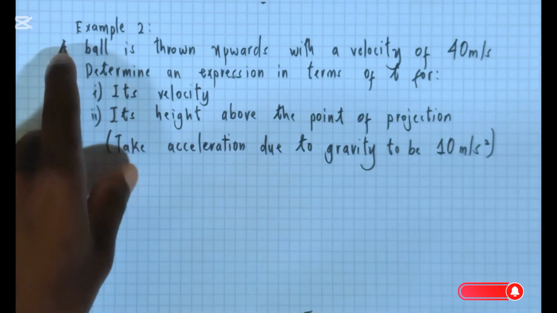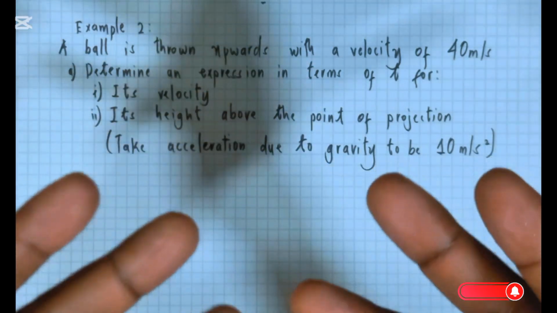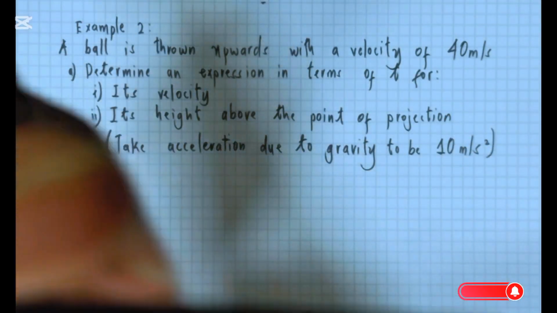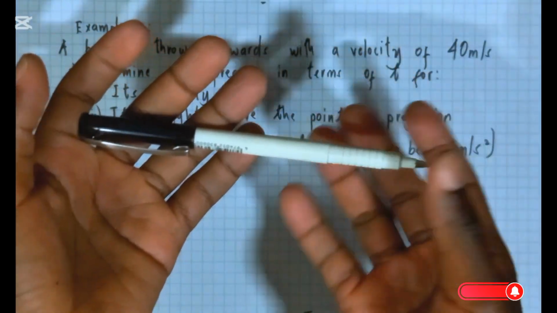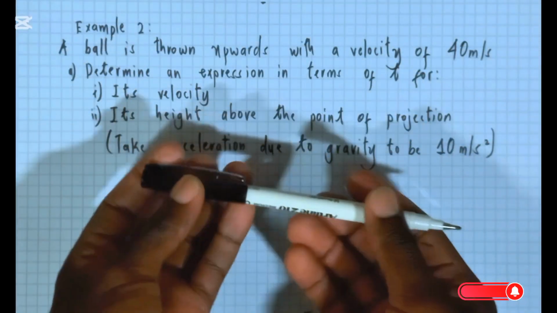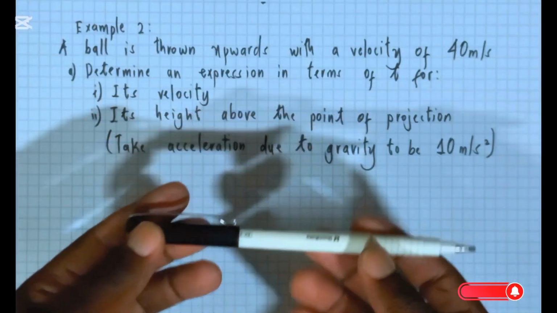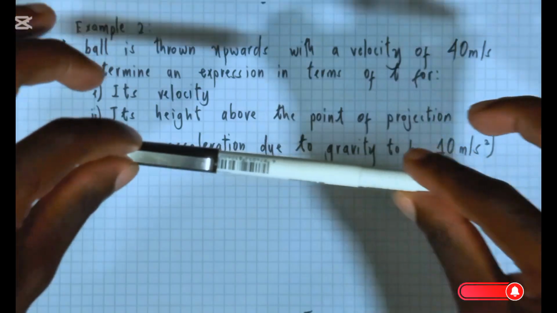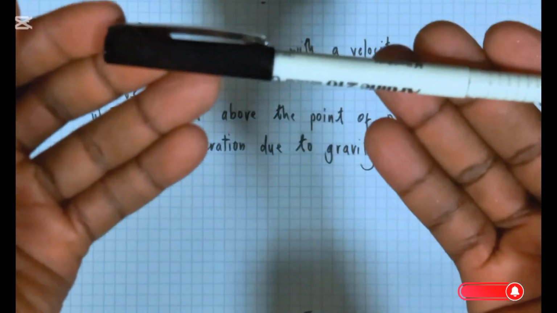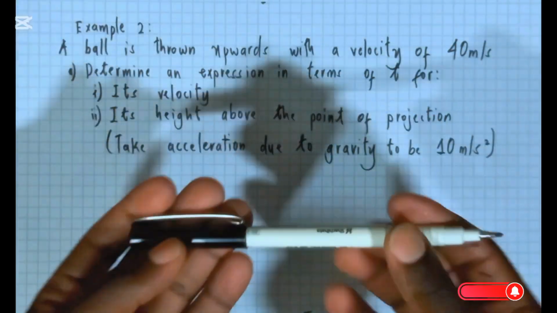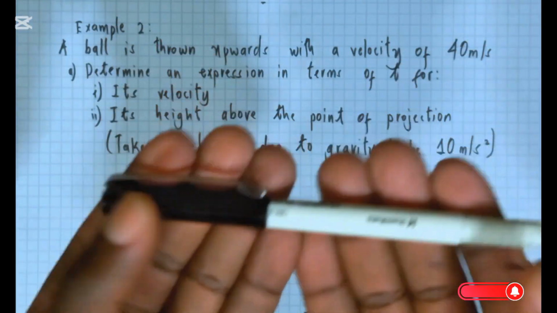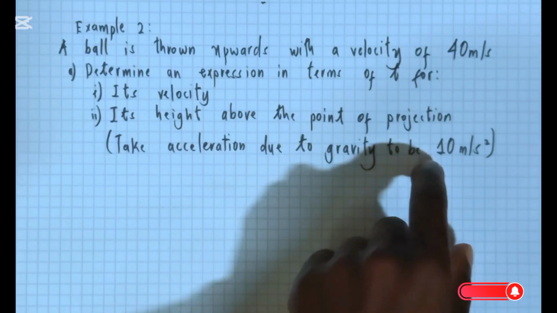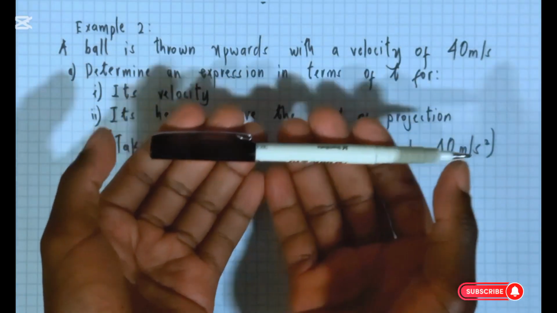I want you to note that this ball is being thrown upward. It is not being thrown from a raised point going down. It is being thrown upward, so it's going against gravity, not due to gravity. So basically that means, because it's going against gravity, we will use the acceleration due to gravity not as a positive number but as a negative number.